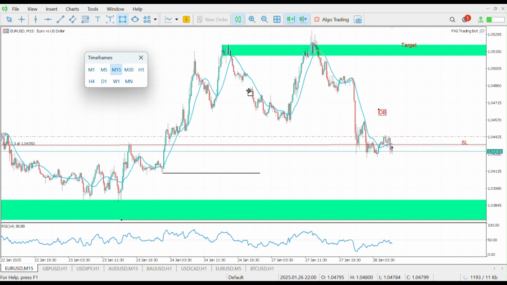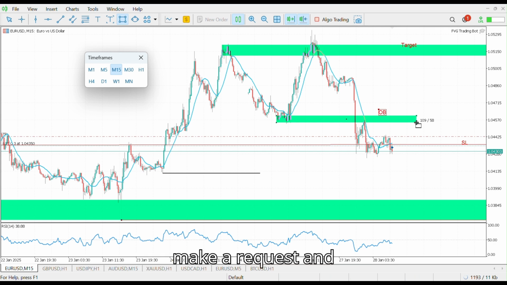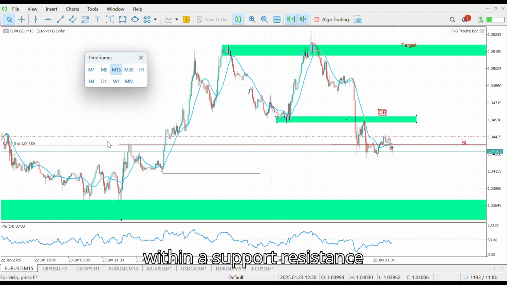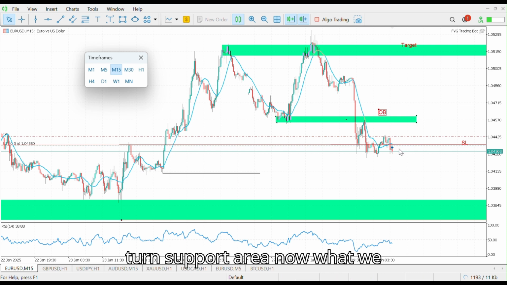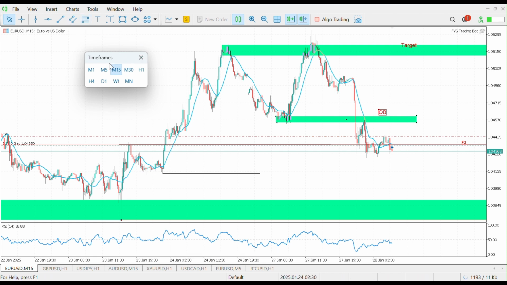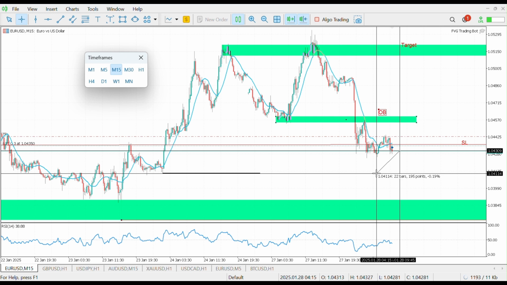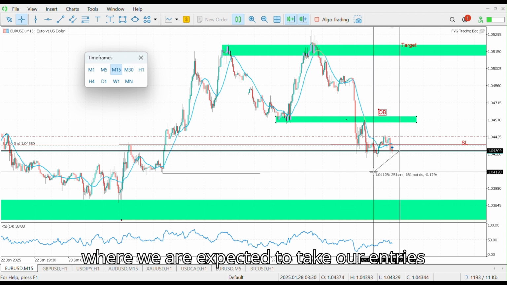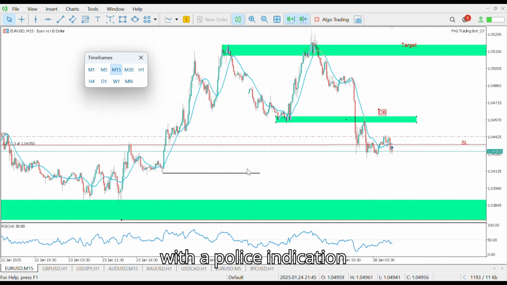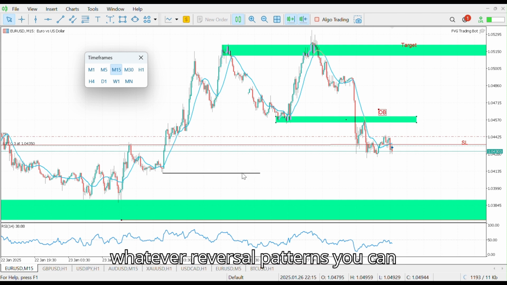This zone here is broken, then makes a retest, and now we are consolidating within a support-resistance turned support area. Now, what we expect from this is that it's highly likely that price is going to drop further by 0.18% back to the order block, which is where we're expected to take our entry with a bullish indication, whether a reversal engulfing candle, or whatever reversal patterns we can notice.